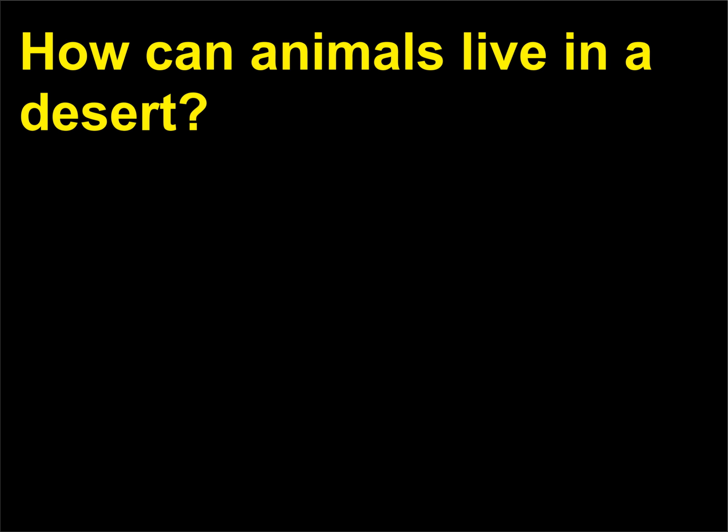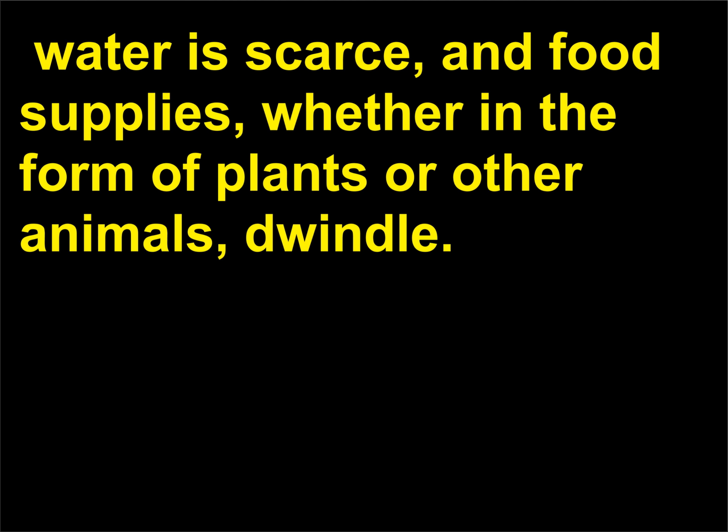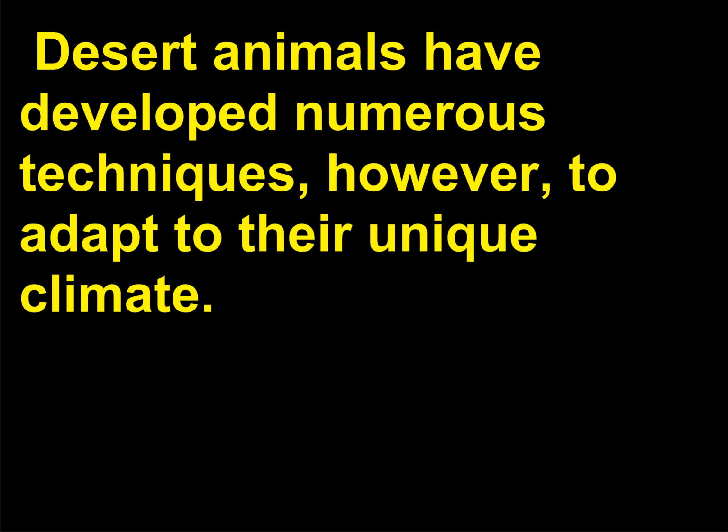How can animals live in a desert? The harsh conditions of desert life present many problems for the animals living there. Temperatures get extremely high. Water is scarce, and food supplies, whether in the form of plants or other animals, dwindle. Desert animals have developed numerous techniques, however, to adapt to their unique climate.